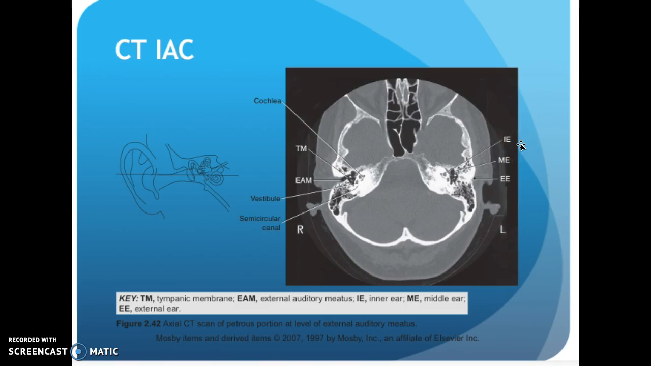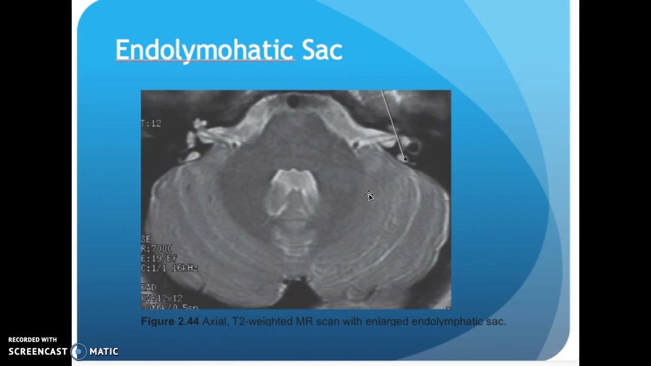Okay, looking here, we have the inner ear, the middle ear, and the external ear. So you can see the 3 different regions. Semicircular canals, a little hard to see, with your vestibule, tympanic membrane, and your cochlea. There are better images that we'll look at.